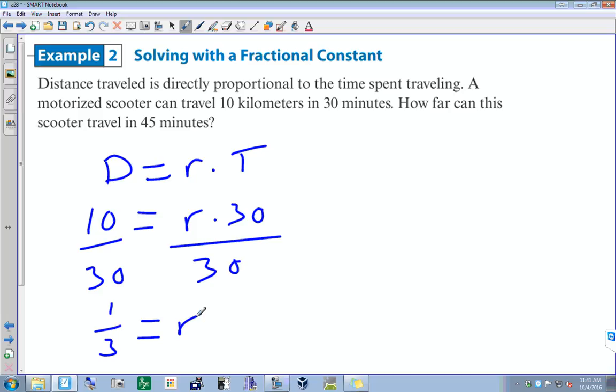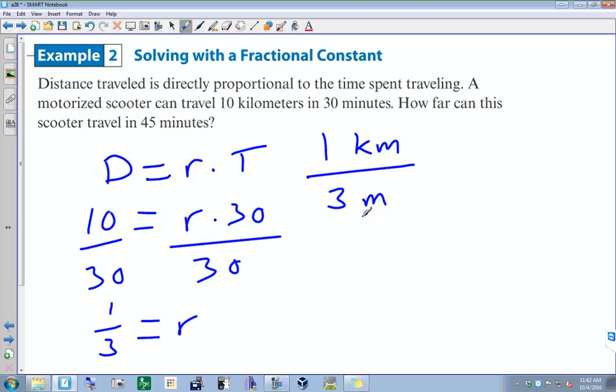So, but what does that 1/3 mean? That's 1 kilometer in 3 minutes. Do we even think in those terms? What should I really have down here? What should I have? What do we always measure things in when we're dealing with speed? Hours. Okay, so I need this in hours.